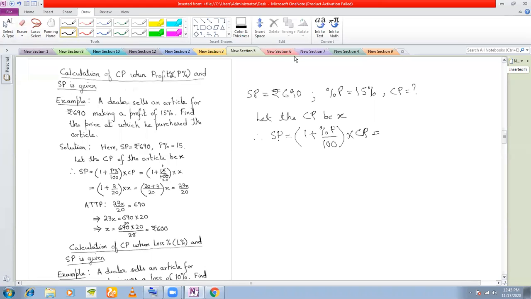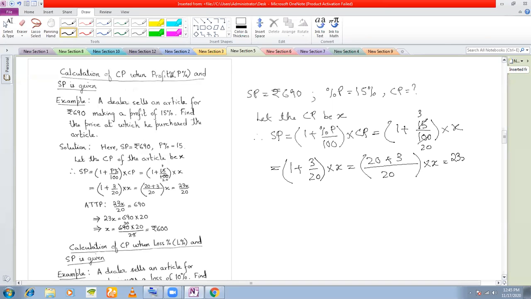Now you put the values. So what should be your selling price? 15 by 100 into X. So now you can cancel this, 3 and 20. So this becomes 1 plus 3 by 20 into X. Now you can take the LCM here. 20 plus 3 into X, which is 23X by 20.